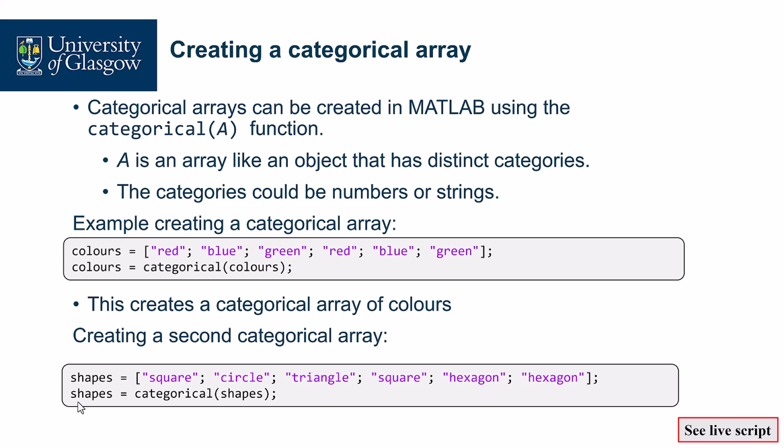So the question is, why do you do that? How can we use these colors and shapes? On its own, it's not very useful. But later you will see some functions that only accept categorical arrays. That's why we need to do this. But before that, let's learn more about categorical arrays.